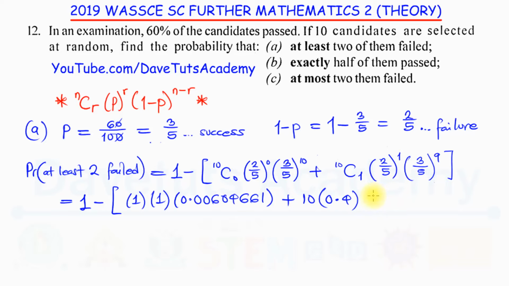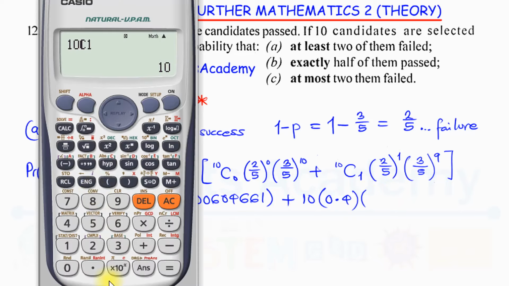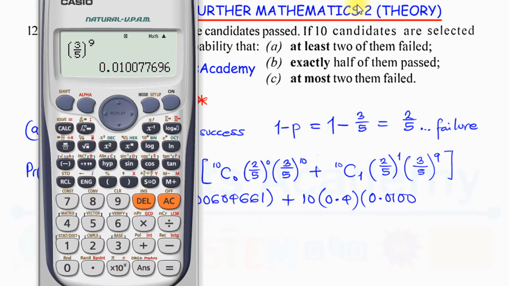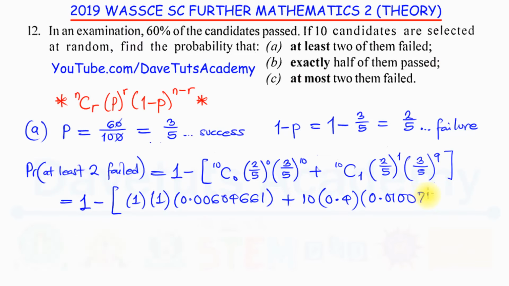Then 3 over 5 raised to power 9, we can evaluate with the calculator. Let's open our bracket: 3 over 5, and close that bracket, then raised to power 9. That's 0.010077696. So this is the expression for that particular probability.